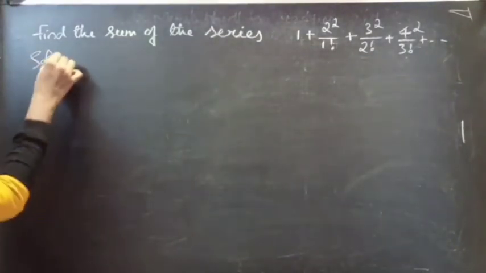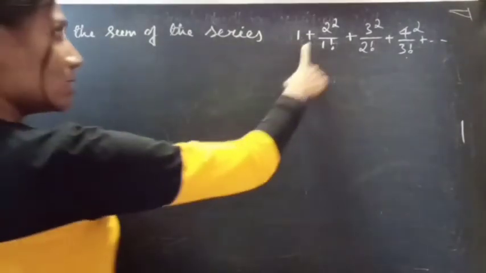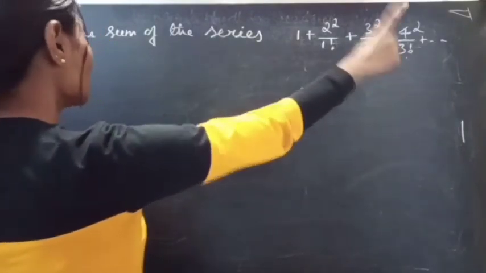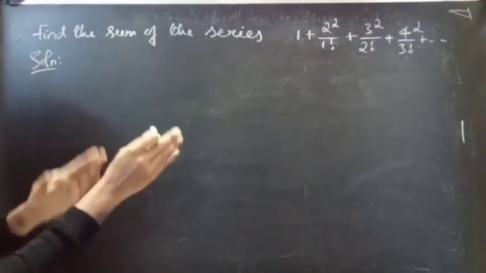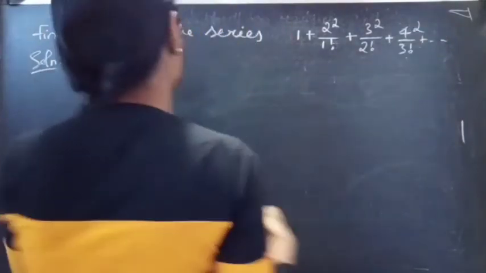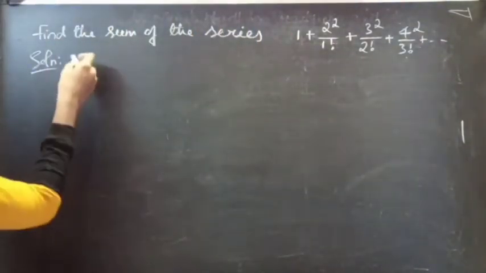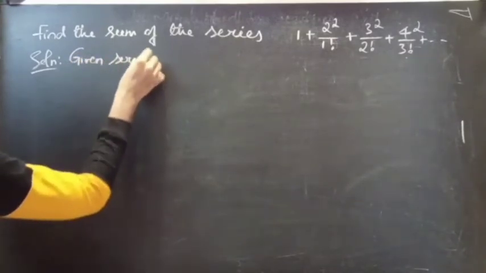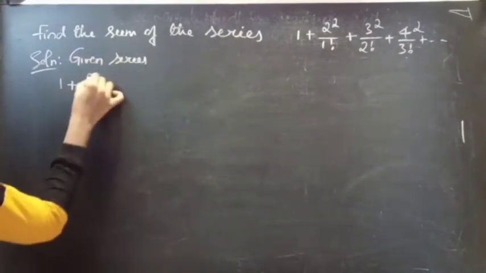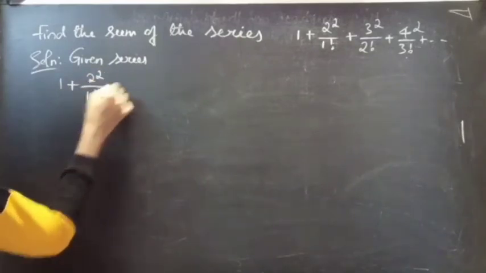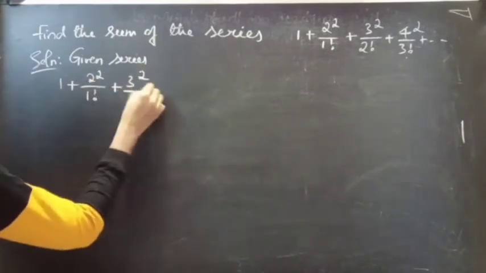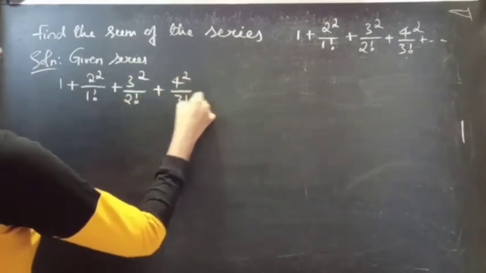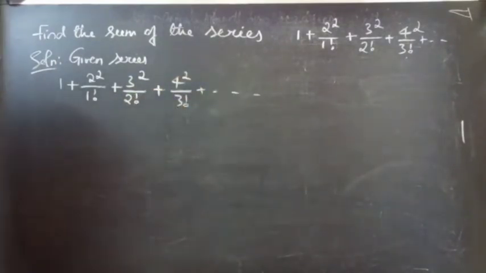Solution: we are given a series 1 plus 2 square by 1 factorial plus 3 square by 2 factorial plus 4 square by 3 factorial plus so on. Here we have to find the sum of this series.